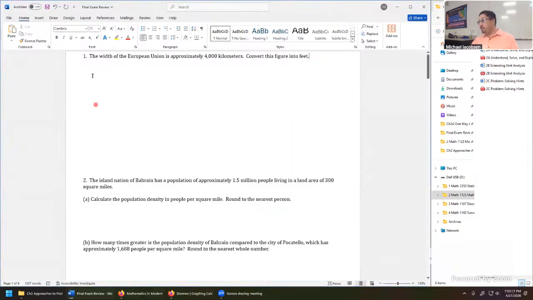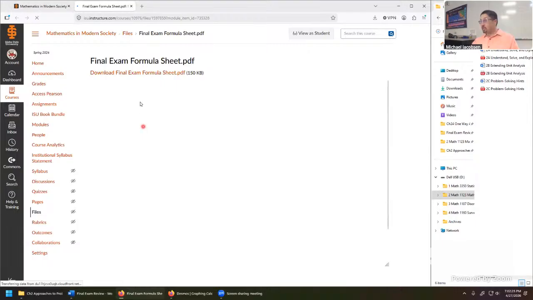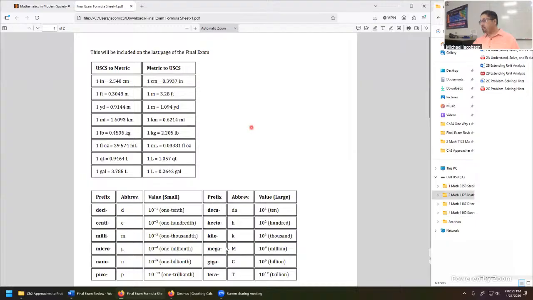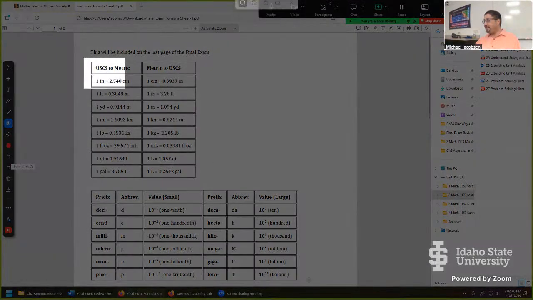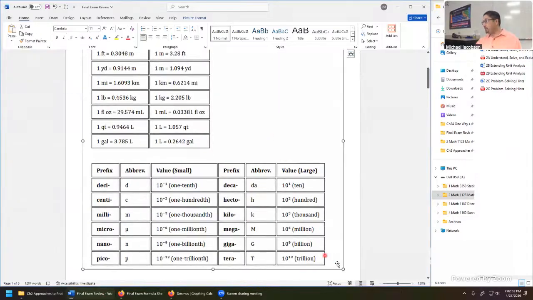If this is a problem that comes up on the final exam, first thing I would do is go to the very back formula sheet. So this is on the last page. And we have something given in terms of kilometers. Kilometers relates to miles, but we want something in feet. Meters relate to feet, metric to United States customary system. And we have kilometers, so we need the prefix table as well. So let's just grab everything here and use this as we go.